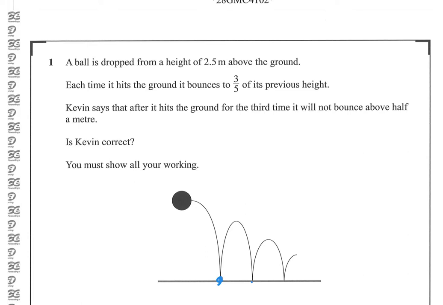So basically we've got to work out the height at the end after the first bounce. There's a first bounce, second bounce, and third bounce. We want to find what this height is, so we've got a wee bit of work to do. Okay, the first drop is 2.5 metres.